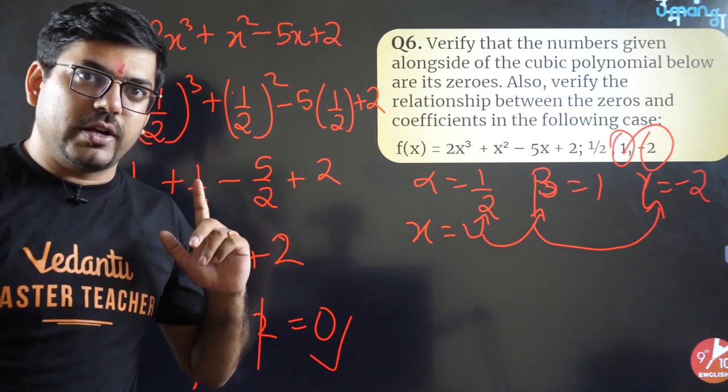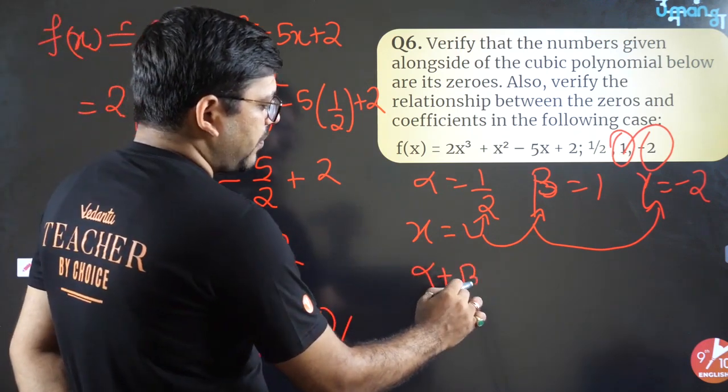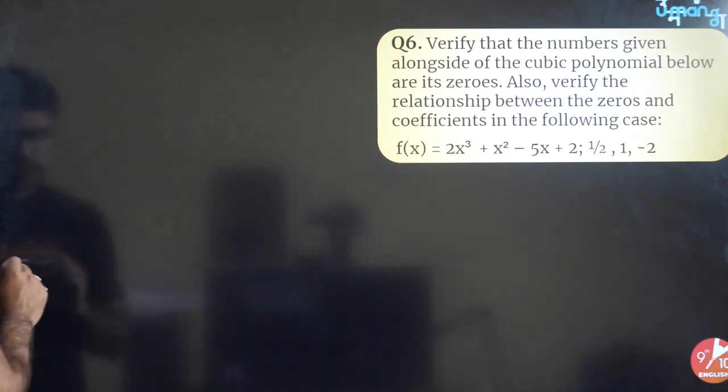So that we have already done. How we have done that? So I hope you remember the formula. First box, alpha plus beta. Okay, let me write it clear.